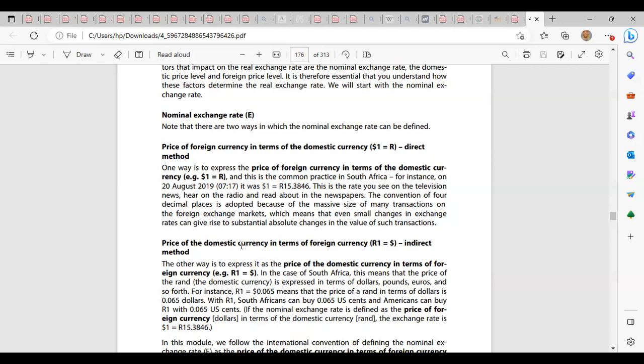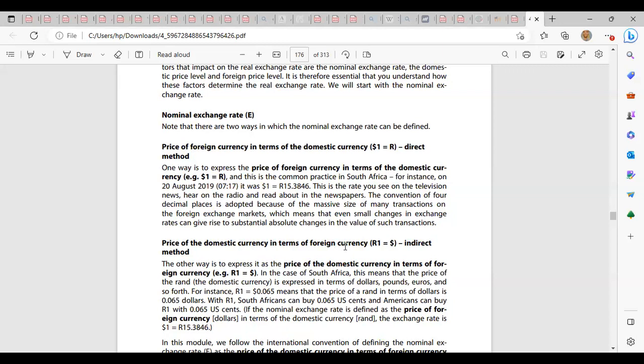Then here is the price of the domestic currency in terms of the foreign currency. Okay, it makes sense now. But what we need to be careful of when we are dealing with an appreciation and a depreciation is who is the domestic currency and who is the foreign currency, and from whose perspective are you looking at this, right?